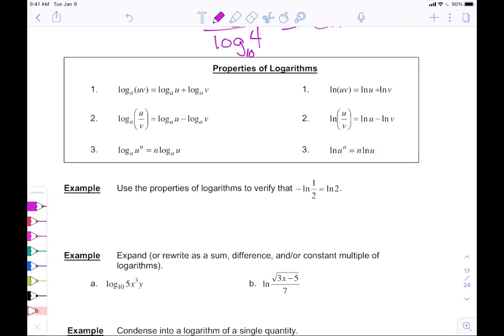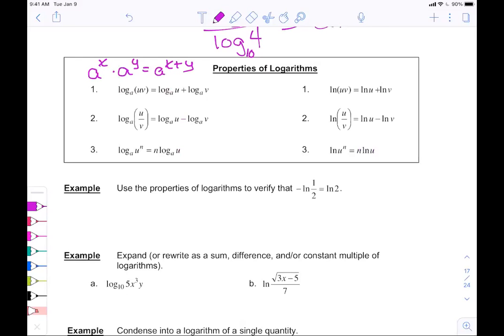The first one we have is the log base A of u times v. This is called the product property. I can separate that into individual logarithms by having the log base A of u plus the log base A of v. This one is very similar to the exponential property that we talked about in section 3.1, where I would add my exponents together. So if you're multiplying and you have the same base, I can add the logs together, but in logarithm form, it actually creates two separate logs.